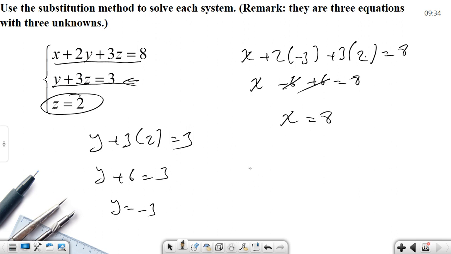So what is my solution? x equals 8, y equals negative 3, and z equals 2 is the solution of this system of 3 equations.